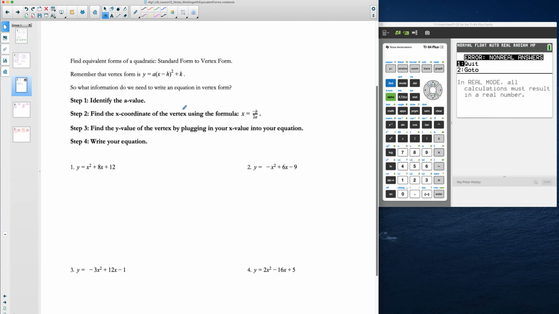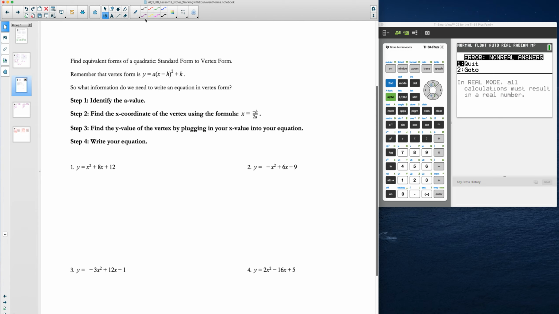So here's what I mean by using the tools that we already know. Well, we know how to find the x coordinate of the vertex when it's in standard form. We use our little formula, negative b over 2a. And we know how to find the y value by taking that value and plugging it back in to solve for that y value. So that's what we're going to do. We're going to identify a, plug it in. We're going to use this to find our x value, which is really the h value, and then we'll plug it back in to get our k value.